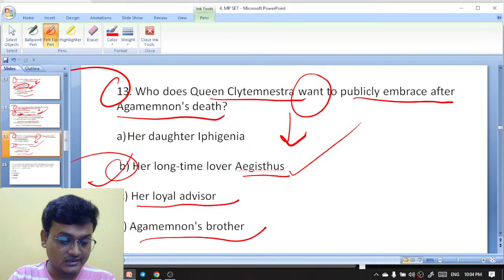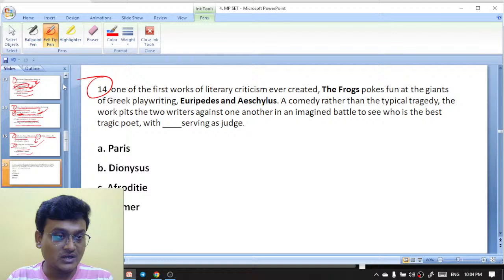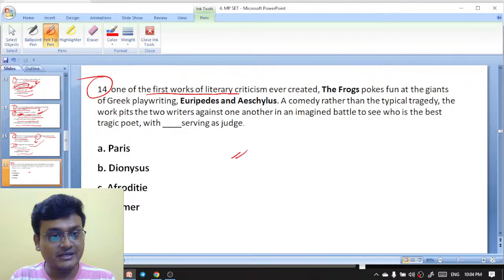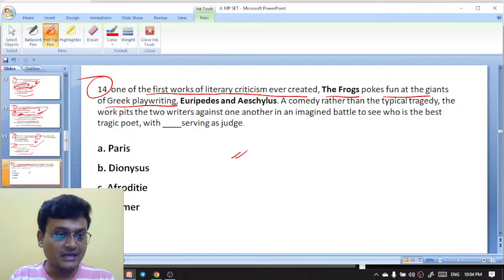Next question. Question number 14 is on your screen. This is an important question. One of the first works of literary criticism ever created. That is The Frogs. It is poking fun at the giants of Greek playwriting like Euripides and Aeschylus. A comedy rather than a typical tragedy.